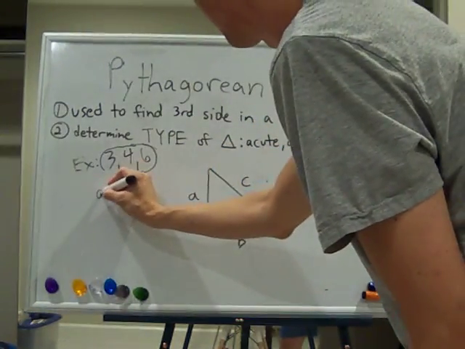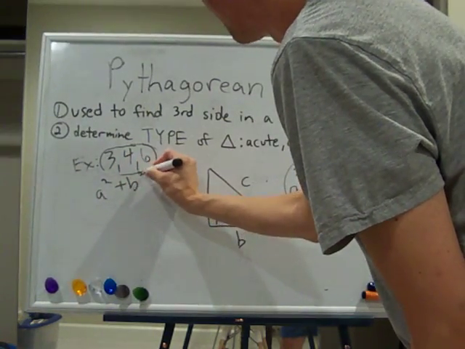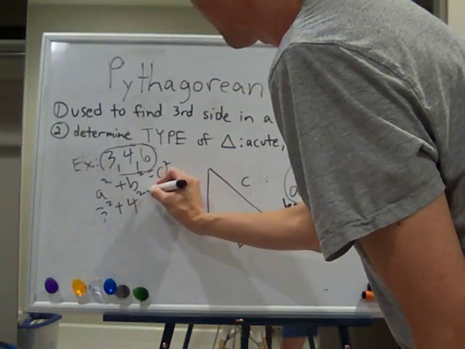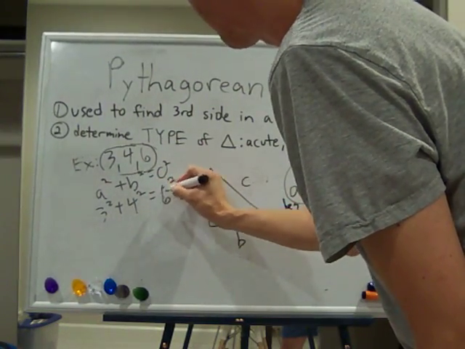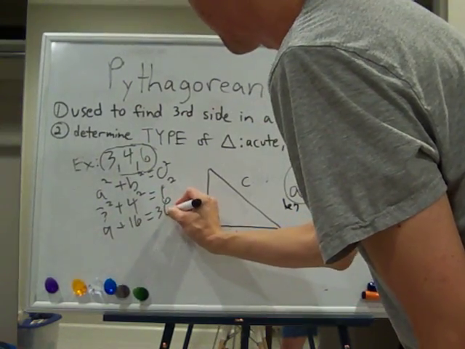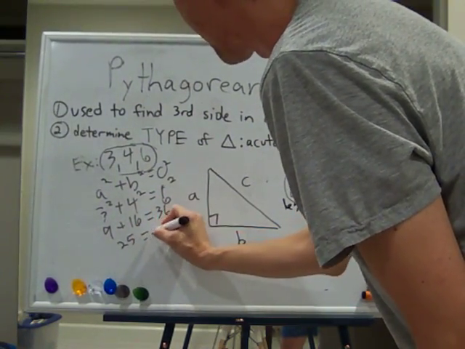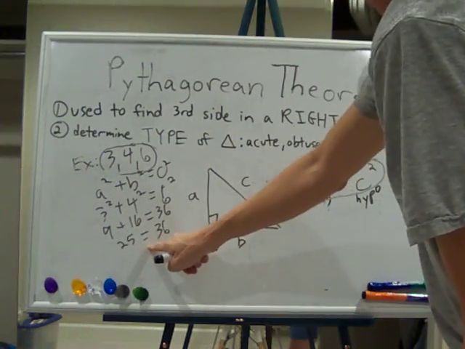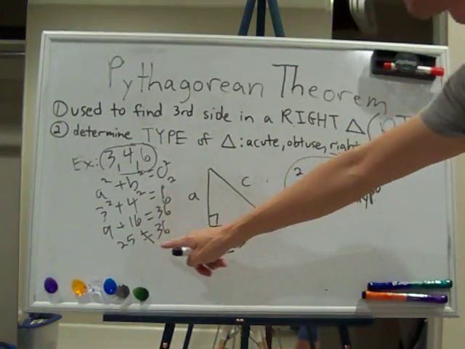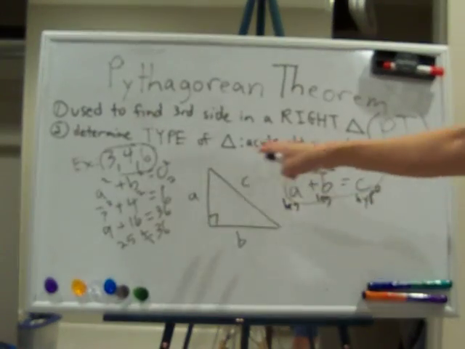So we get, I'm going to write this down, a squared plus b squared equals c squared. So 3 squared plus 4 squared equals 6 squared, right? So 9 plus 16 equals 36. 25 equals 36. Well, is that a true statement? No, right? But basically, this does tell us something. Number one, it's not right, but it actually tells us something else.